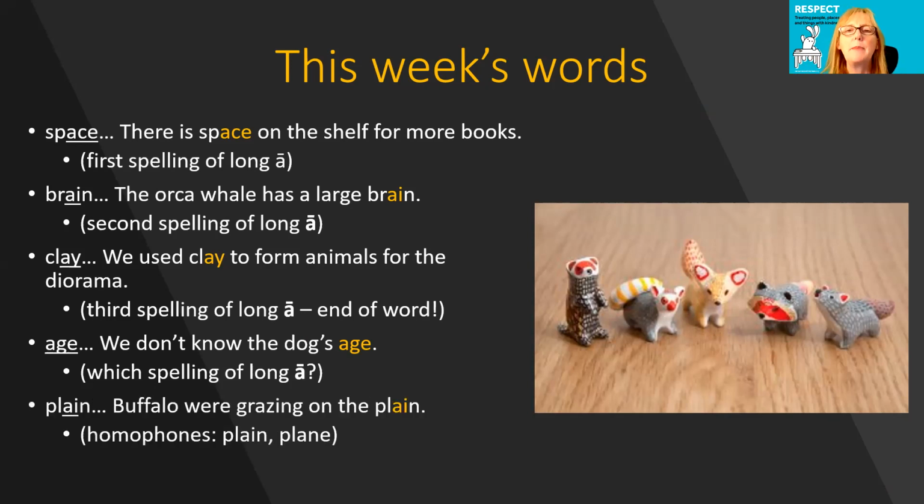A-G-E. Plain. Buffalo were grazing on the plain. Again, we hear that A in the middle of the word. We're going to either do AI or A consonant E. In this case, it's going to be our second spelling, AI in the middle of the word. And a homophone, you can see there, plane as in the airplane, that one is the first spelling, A consonant E. P-L-A-N-E is like an airplane. P-L-A-I-N is like a big, big, big grassy field where buffalo might graze.